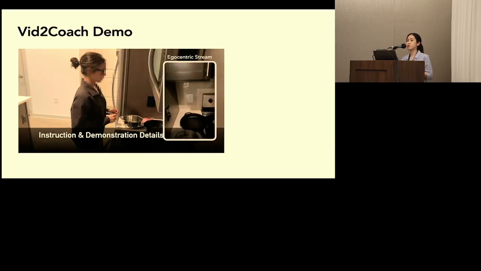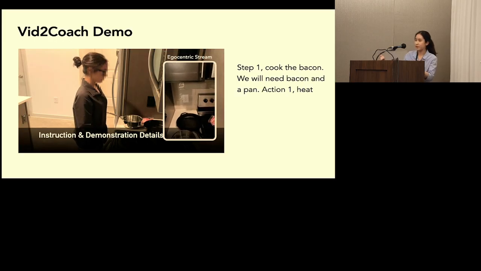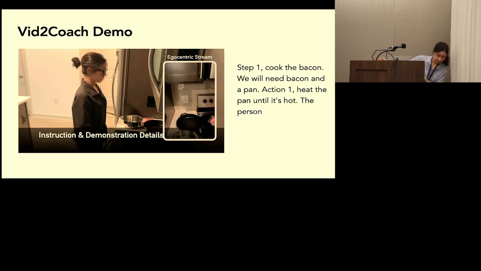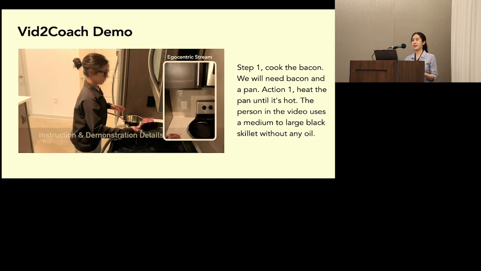First, Vid2Coach provides instruction and demonstration details extracted from the how-to video. Step 1. Cook the bacon. We will need bacon and a pan. Action 1. Heat the pan until it's hot. The person in the video uses a medium to large black skillet without any oil.